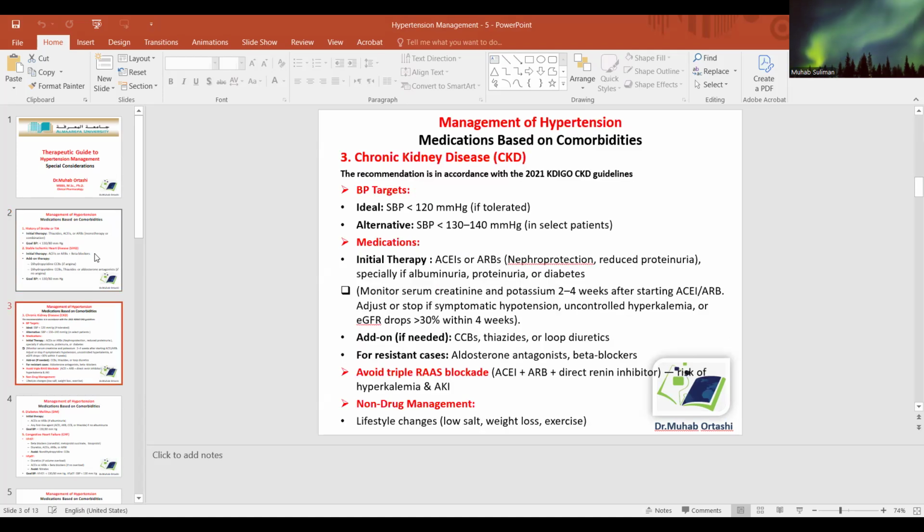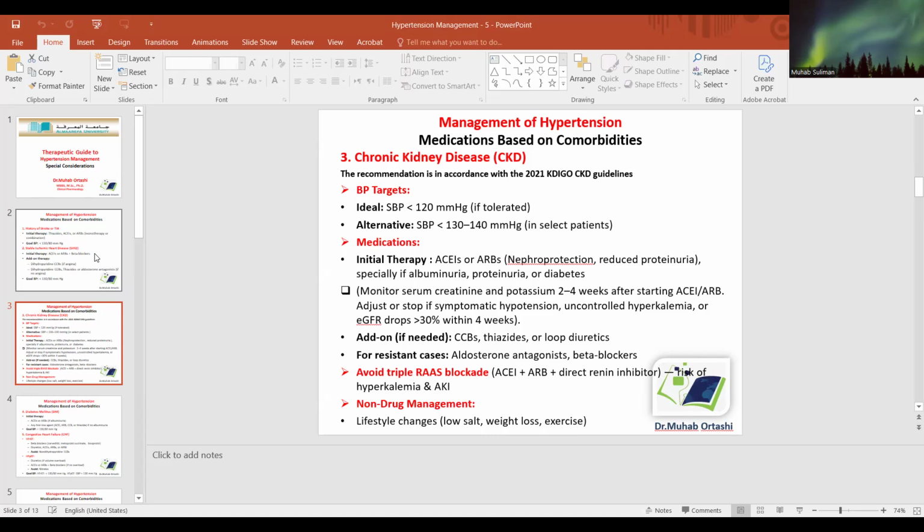In chronic kidney disease, here we have a slightly different recommendation, with a difference between the heart committee and the kidney committee. Here we discuss depending on the kidney committee guidelines. And the blood pressure target here should be below 120 if we can, and if tolerated. If not, then not more than 140 for the patient.